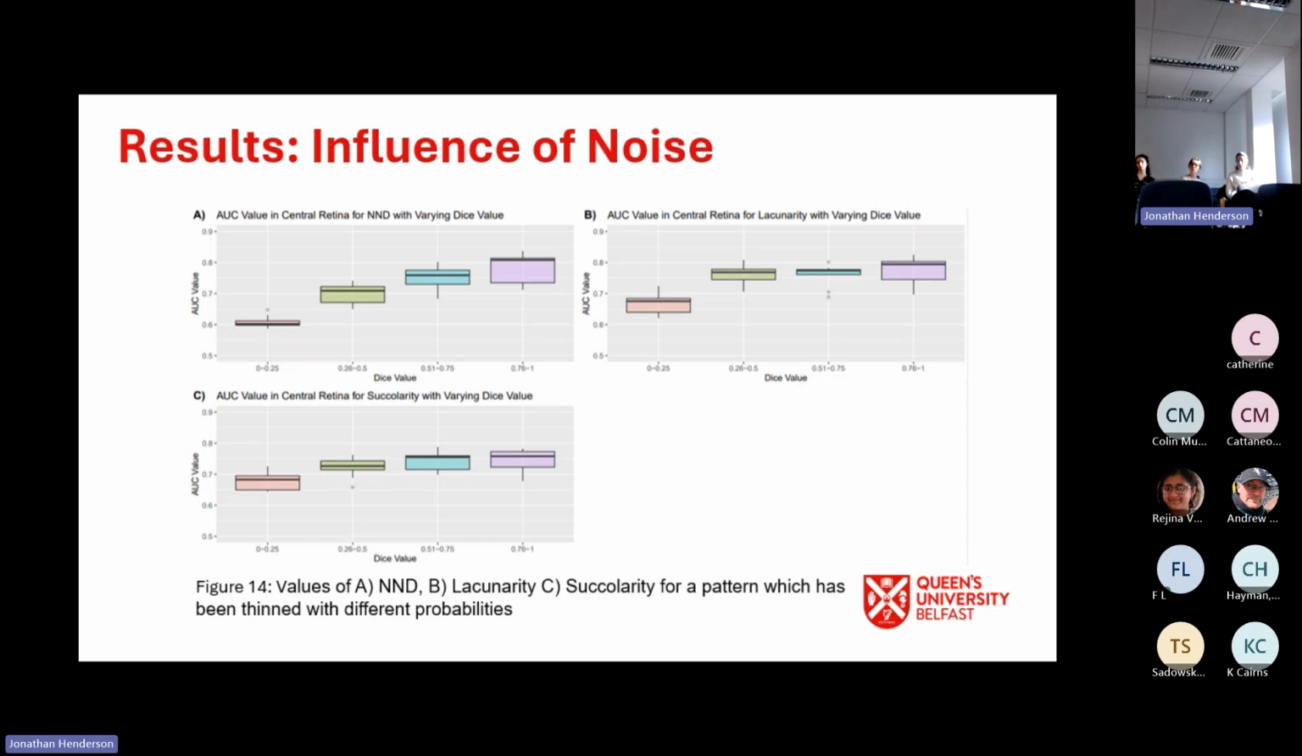What we see again is that generally our fractals do remain fairly consistent, whereas for our nearest neighbour distance, there actually was a significant effect noticed from that lower dice value compared to the higher values that were recorded as well.